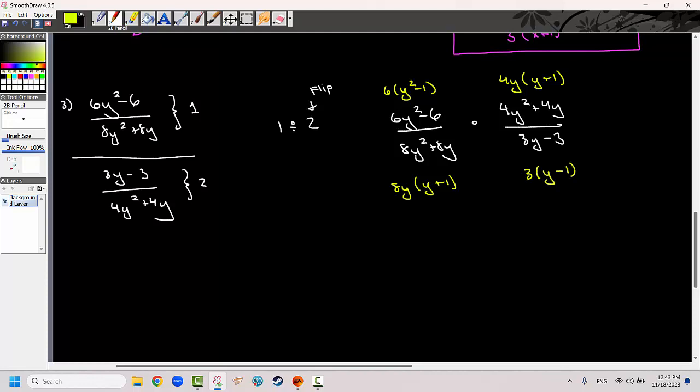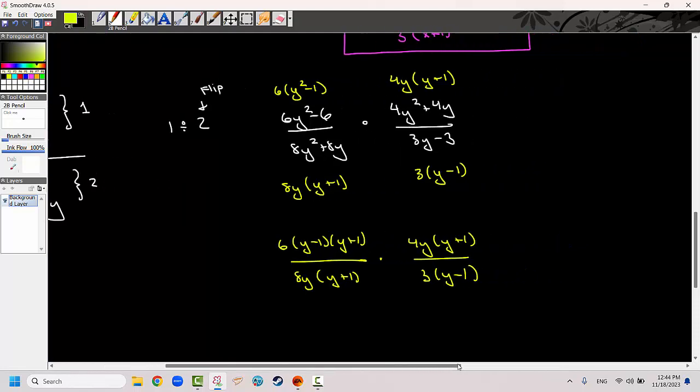Okay. Let's go and factor again if we need to, and we do need to. That'll be 6 parentheses y minus 1, y plus 1 over 8y times y plus 1 times. All this stuff was already factored, so he can just kind of come down, 3y minus 1.